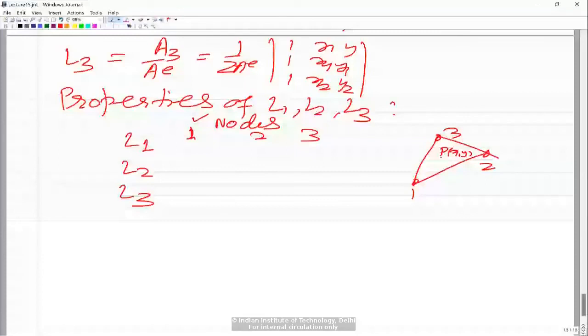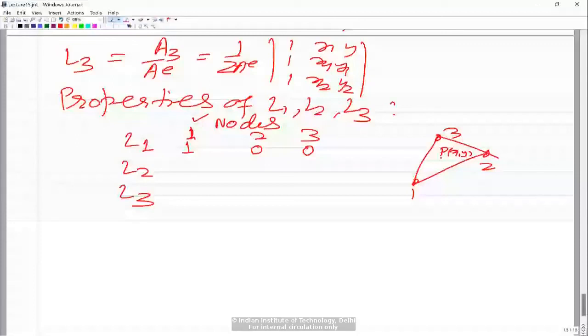But when I am looking at the value of L1 at node 2, that means point P is going to point 2. And if P coincides with point 2, then the triangle P23 would be simply a line. So the area would be 0, and therefore this would be 0. Same thing at node 3: if P goes to 3, again the area of the triangle P23 will become 0. So the value of L1 is unity at node 1 and 0 at nodes 2 and 3.